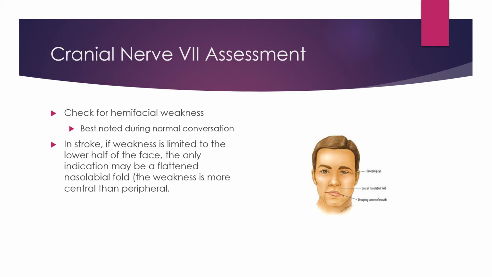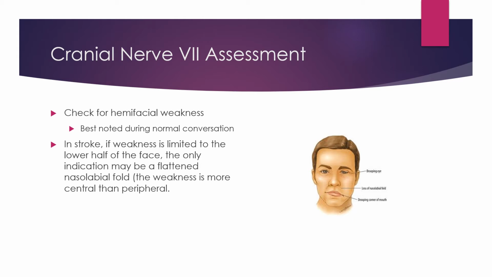So with that, regarding cranial nerve 7, I'm specifically talking about cranial nerve 7, not Bell's palsy right now, but in a stroke, because we always want to rule out that it's not a stroke if we have a new diagnosis of Bell's palsy, we can have weakness limited to just the lower half of the face, where Bell's palsy is going to be upper and lower of the face.